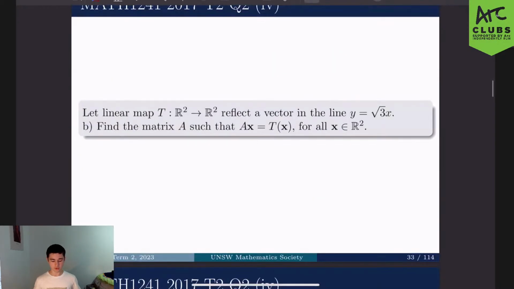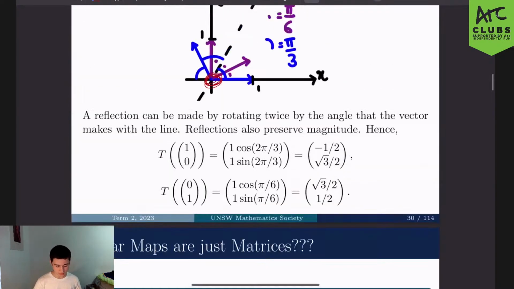Moving on, next question. Find the linear map for the reflection of a vector through the line y equals the square root of 3 multiplied by x. So we're going to find the matrix A such that it satisfies this. We'll look at the previous question.